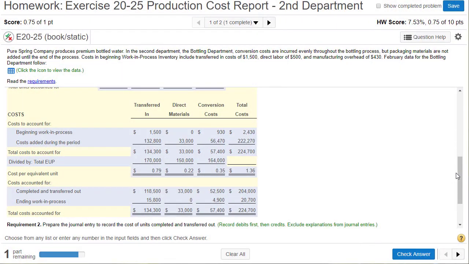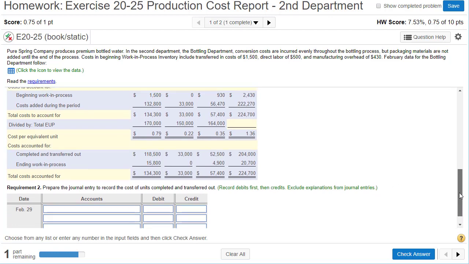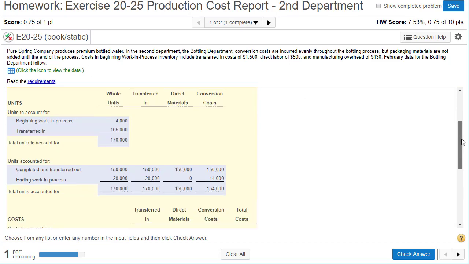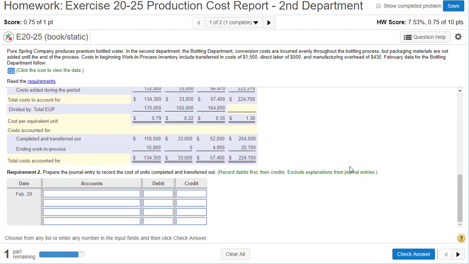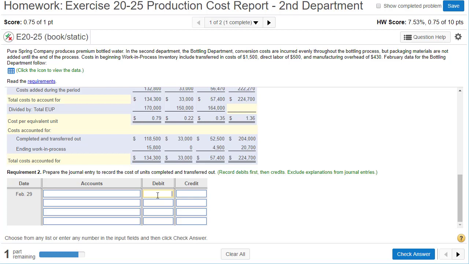Now we're going to finish exercise 20-25 where we're creating the production cost report for the second department. So we've done the production cost report up here. And now what they're asking us for in the next requirement, it says prepare a journal entry to record the cost of units completed and transferred out. Now notice it says the cost of units. And of course, if we're doing a journal entry, we only deal with cost, not quantity.